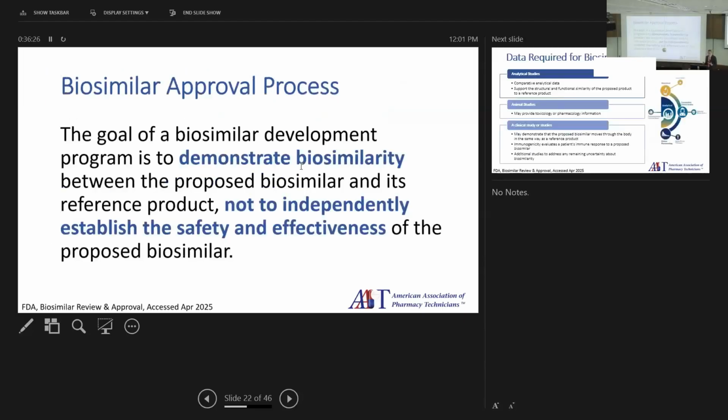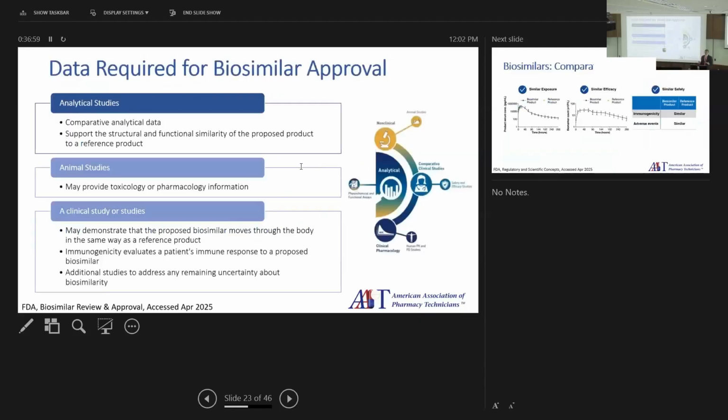So the biosimilar approval process, the goal is not to demonstrate superiority of the biosimilar, but to demonstrate biosimilarity, to demonstrate that it is clinically similar, it is not clinically different compared to the original biologic, not to establish independent safety and effectiveness. So the goal is just to identify that this medication is similar to the original biologic, that it is produced in a similar fashion, that it moves through patients in a similar way, and that structurally it's the same, or at least highly similar.